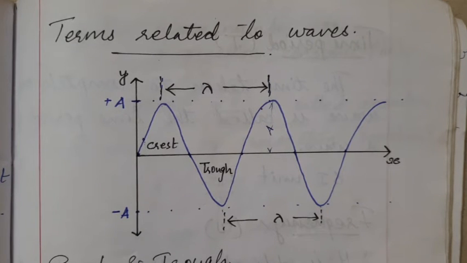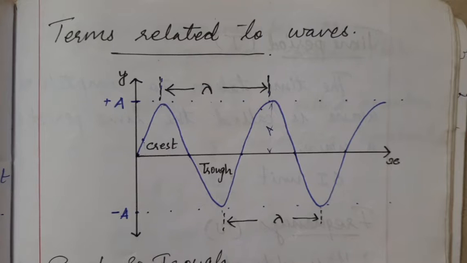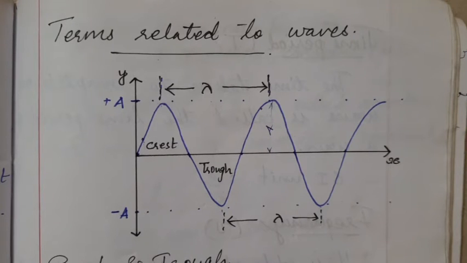There is another term called frequency, which gives you the number of waves produced in 1 second. In 1 second, how many waves are produced? That is frequency. Frequency is expressed in the unit hertz. Time period, as usual, will be expressed in seconds.